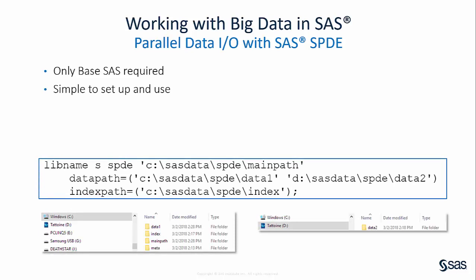Here is a typical LIBNAME statement using SPDE. In the data path, we show the folders on two different drives that are holding the pieces of the data.